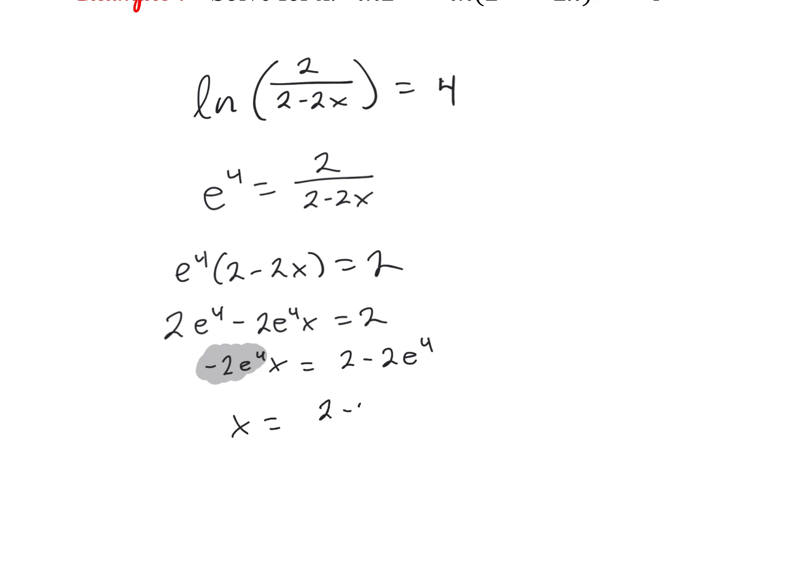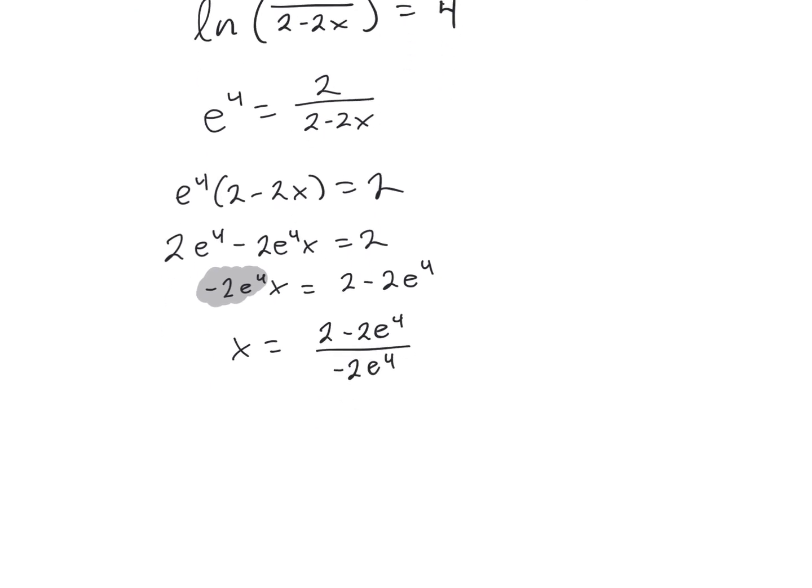So we get 2 minus 2 times e to the 4th over negative 2e to the 4th, which if I simplify that, because these are all divisible by 2, or we could say negative 2, we get negative 1 plus e to the 4th over e to the 4th. Notice I can't divide by e to the 4th because I can't just simplify part of my numerator. This is a sum that is all divided by e to the 4th. So this is as much as we can simplify, and this would be our exact answer.